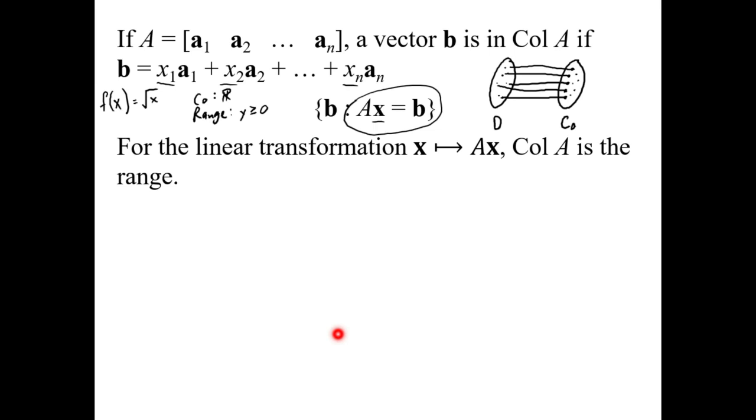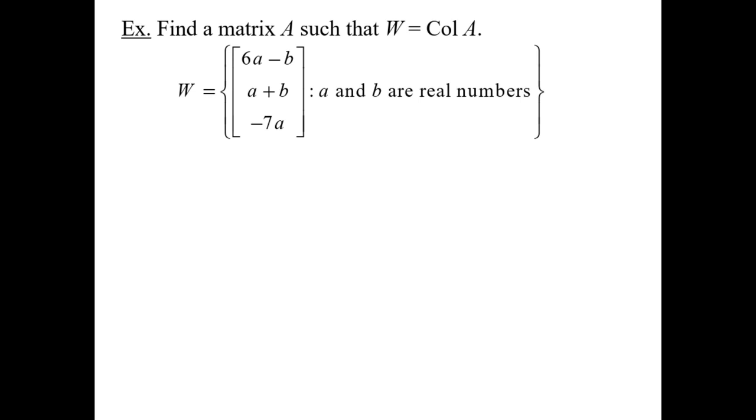Anyway, okay. So let's find a matrix A such that W is the column space of A. W is the set of all vectors that look like this. And so I'm looking for a matrix where the columns of A span all of W. Yes, that's what I'm looking for.